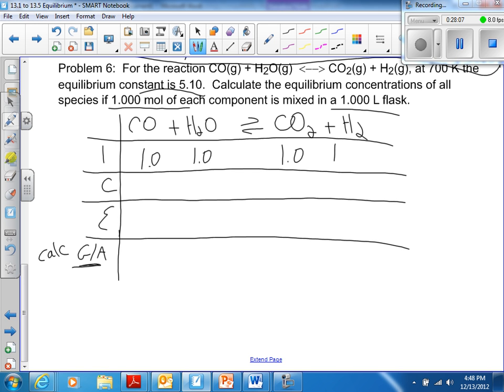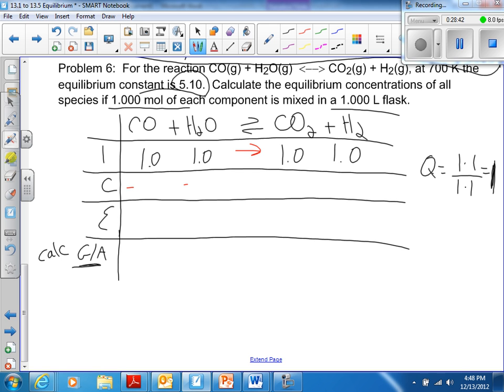Oh, I have to calculate Q and figure out which way this reaction is going. So Q is products over reactants. Initially, 1 times 1 over 1 times 1. That was easy. Q is just 1. K is 5. If Q is 1 and K is 5, Q is too small because it's less than K. 1 is less than 5. Q is too small. Q is products over reactants. You have to go to the right. You have to make more products. So reactants are going down, products are going up.